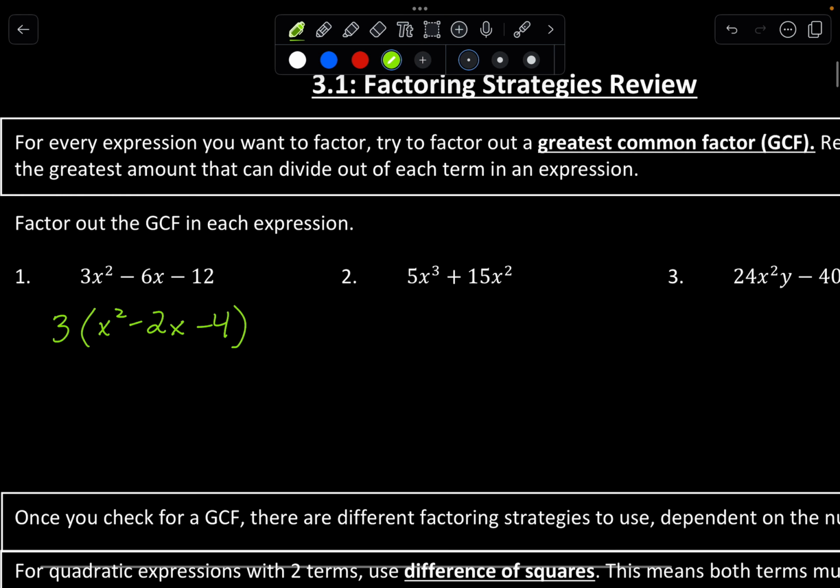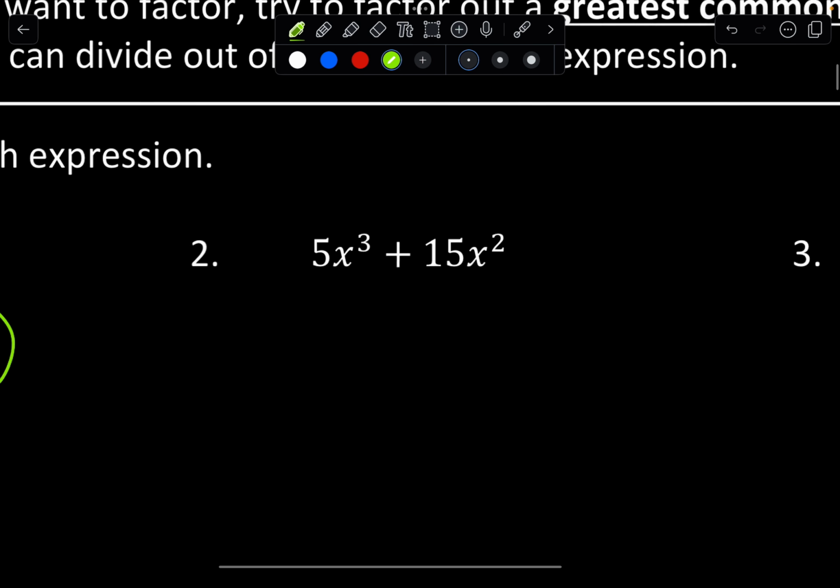Number 2, we end up having a problem where we're going to have to take out some variables too. So you'll notice that I can take out a 5 out of each one, but I can also take out an x squared. So I can take an x squared out of both of those as well.